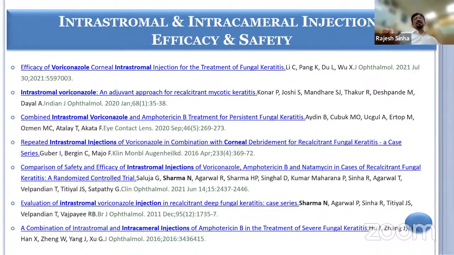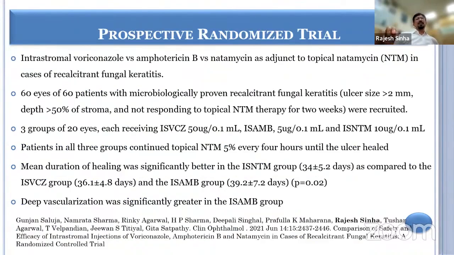And these are some of the articles that have been published in this field. One of these articles was from our center, and herein we compared intrastromal voriconazole versus amphotericin B versus natamycin as adjunct to topical natamycin in cases of recalcitrant fungal keratitis.